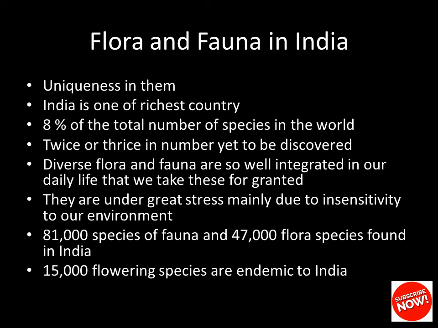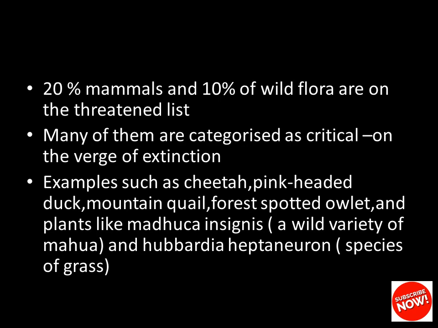Now 81,000 species of fauna and 47,000 flora species are found in India, and from that 47,000 plant species, 15,000 flowering species are endemic to India, that is, they are found in the particular region. So some of these estimates show the vastness and richness of our country. Now, 20% of its mammals and 10% of India's wild flora are in the threatened list, and many of these would now be categorized as critical, that is, they are on the verge of extinction.